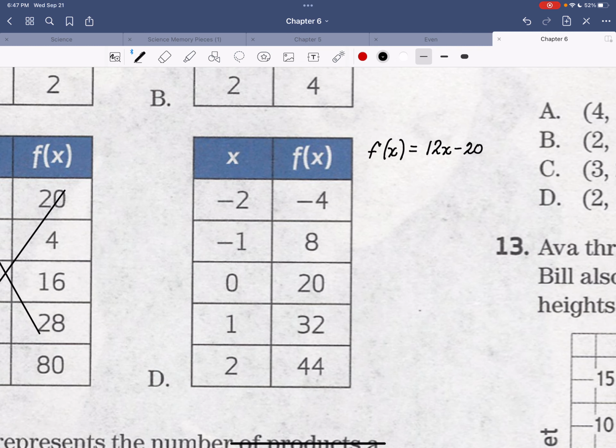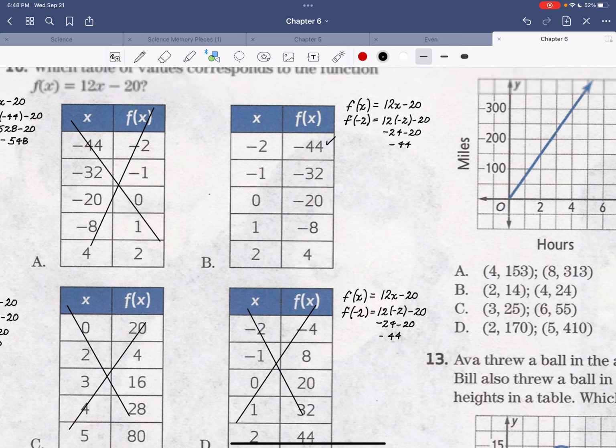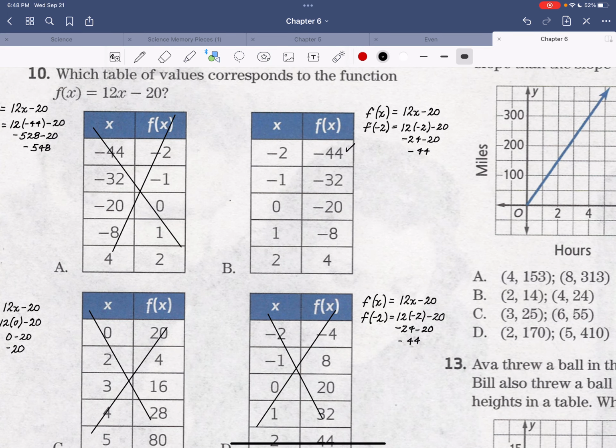Okay, so this is f of negative 2. So 12 times negative 2, we've already done this once. That's negative 24 minus 20. That's negative 44, not negative 4. So this is not the answer we're looking for. So B is the answer. And I only had to check the first point in each one of those to know that.